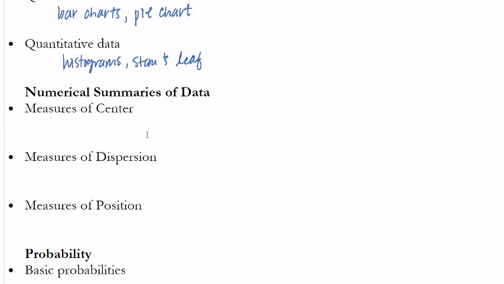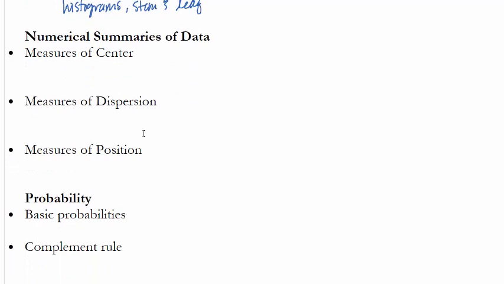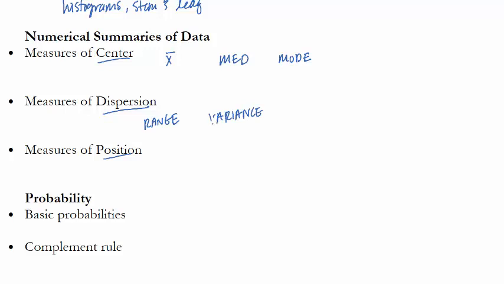We really hit the numbers finally when we got to numerical summaries of data. These were broken down into 3 types: center, dispersion or spread, and position. So measures of center, those were the mean, the median, and the mode. Measures of dispersion were the range, the variance, and the standard deviation.